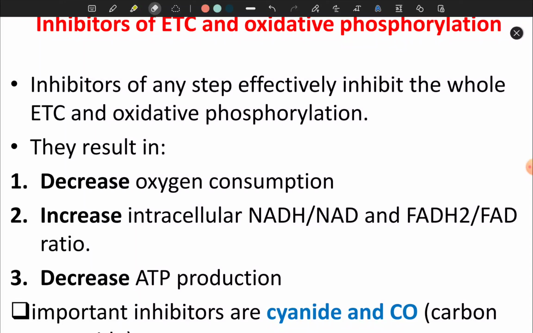The cycle will slow a bit, so NADH and FADH2 accumulate. ATP production finally decreases. And oxygen consumption decreases, because electron flow proceeds in a slower mode compared to the absence of the inhibitors.